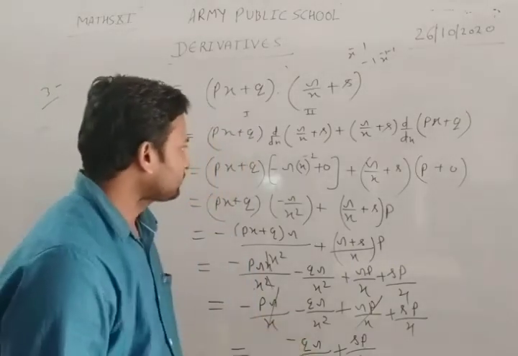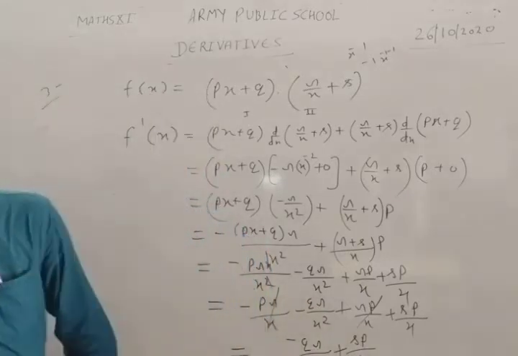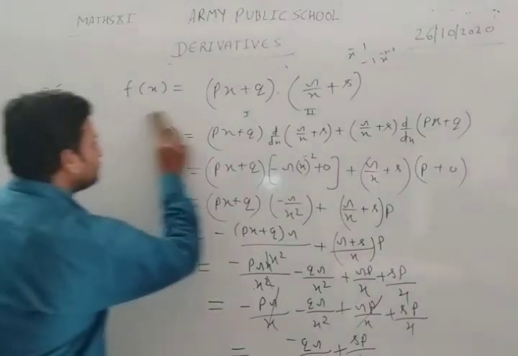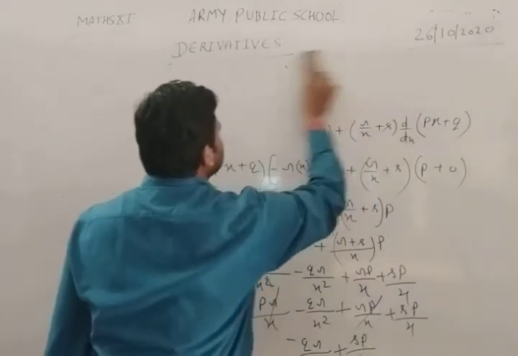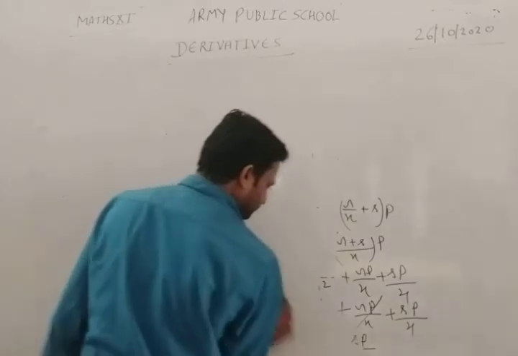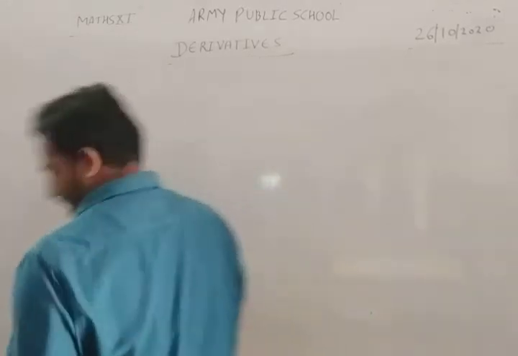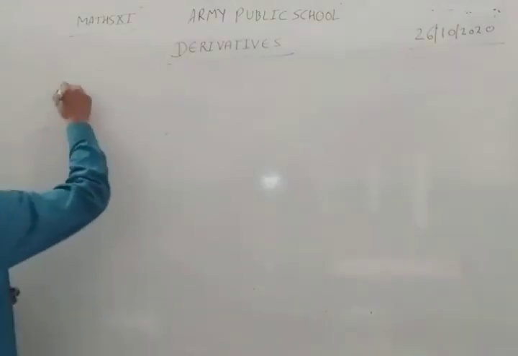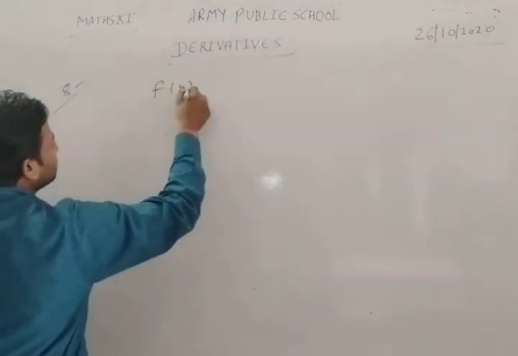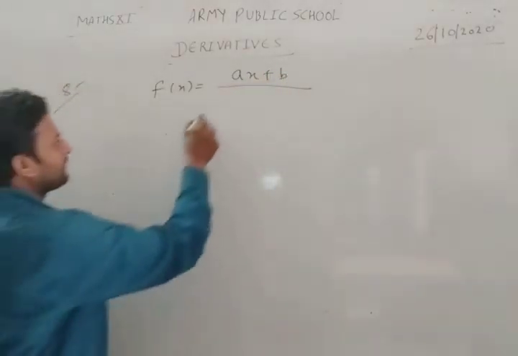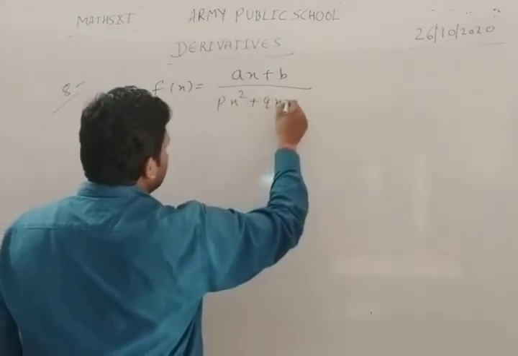We can solve it until it is solving. Okay, so next question is find the differentiation of question number 8. fx is ax plus b divided by px square plus qx plus half.